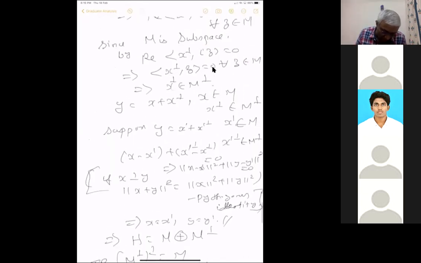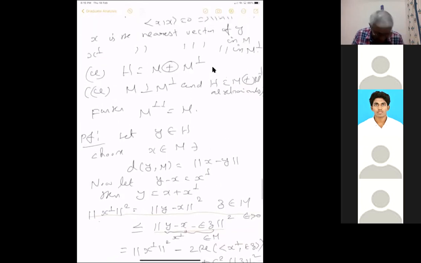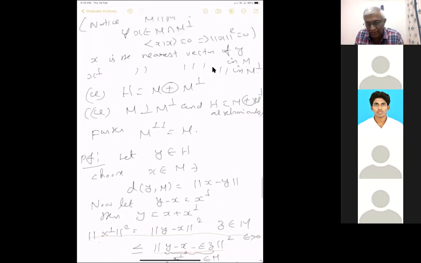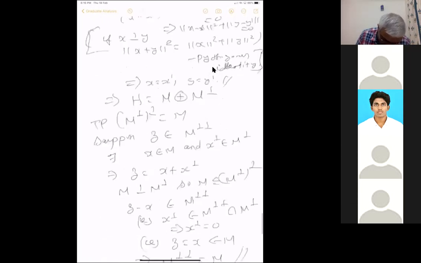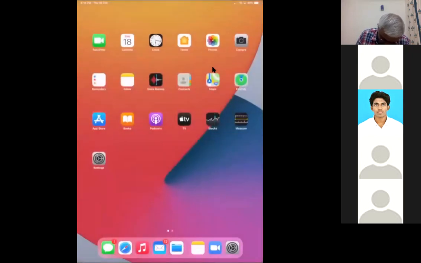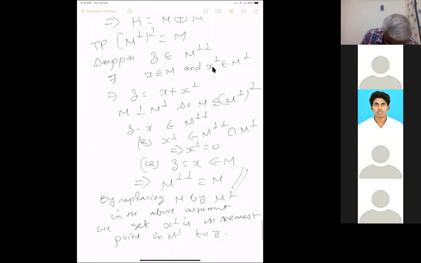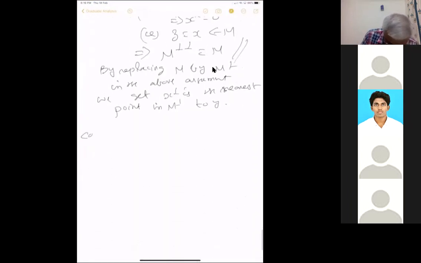So if we have a y in H, then we get x and x perp in m and m perp, such that x is the nearest point from m, x perp is the nearest point from m perp, such that y equals x plus x perp. And we also proved that m double perp equals m. Now there is one small corollary which is clear. If m is a closed subspace contained in H, then m double perp equals m.